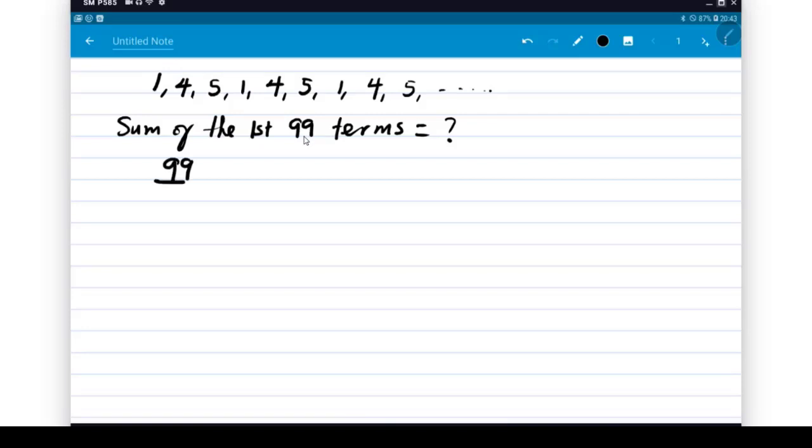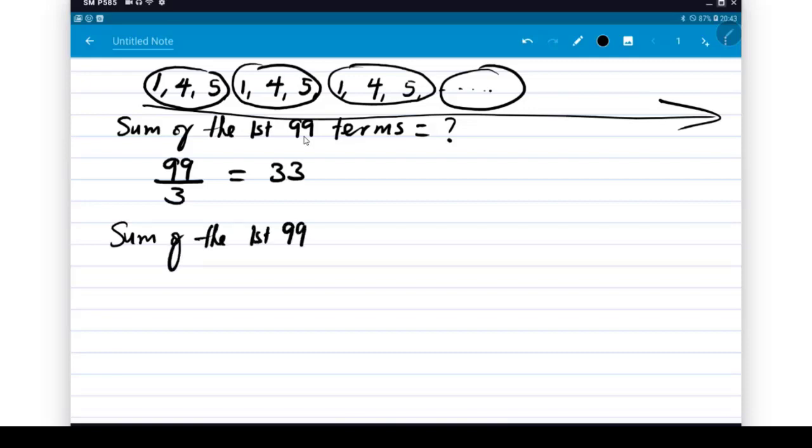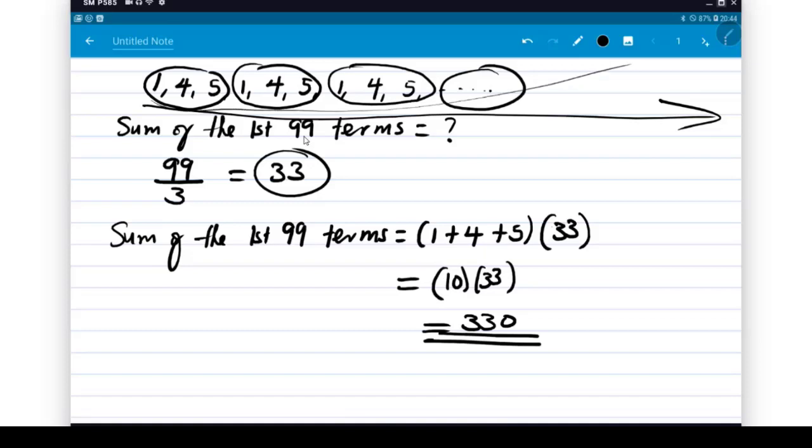So if I divide my 99 by 3, I get 33. So it means this 145, like this, will appear 33 times in the whole sequence. So now that means the sum of the first 99 terms will be equal to what? This 145 added together, how many times? 33 times. Which gives me 10 times 33. And that means I'm going to have 330 as the sum of the first 99 terms of the sequence.